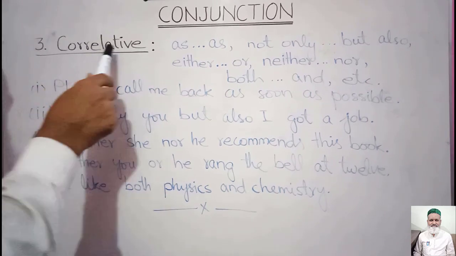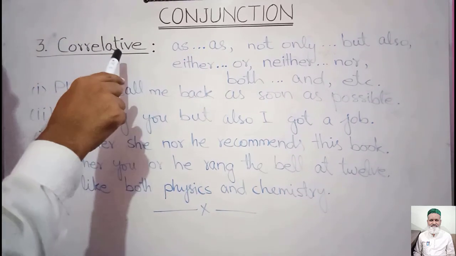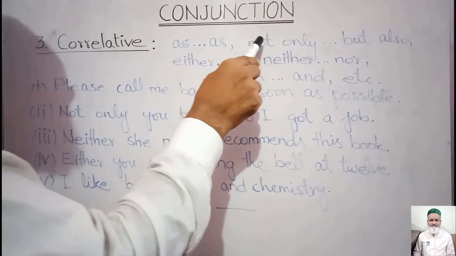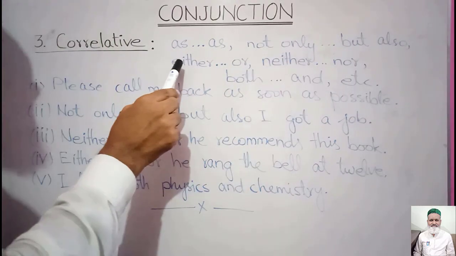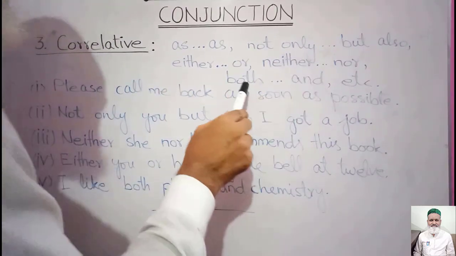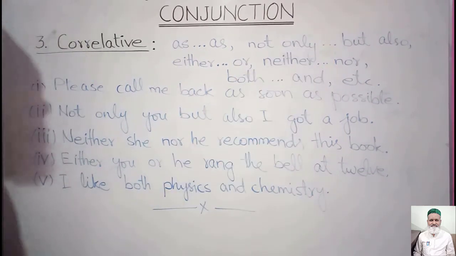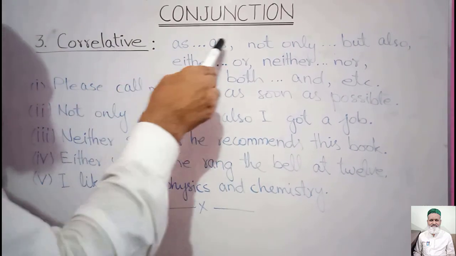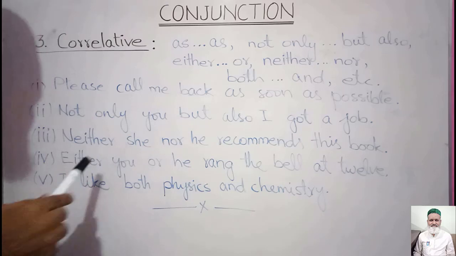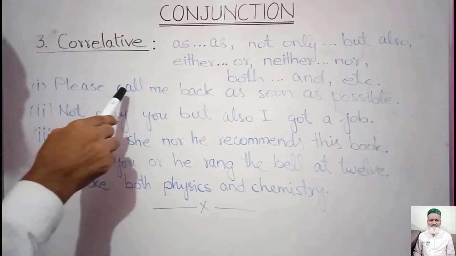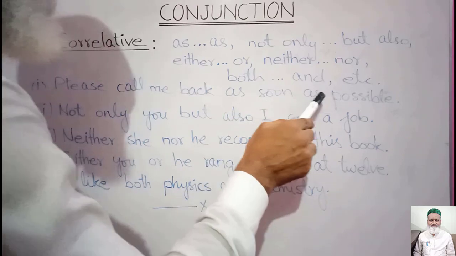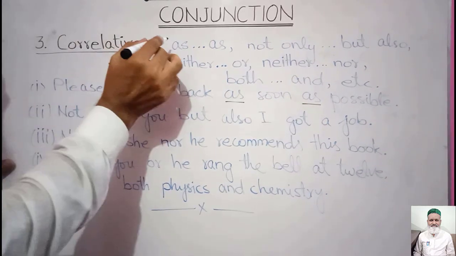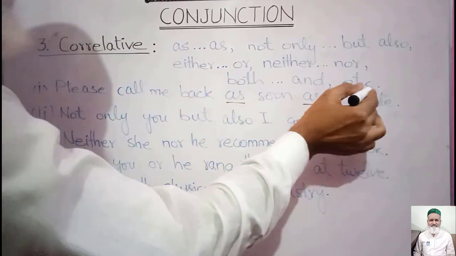Correlative conjunctions occur in pairs, such as as...as, not only...but also, either...or, neither...nor, both...and, and so on. There are many other examples too, but let us discuss the examples of these pairs. In example 1, please call me back as soon as possible. Here, as soon as is the first example.